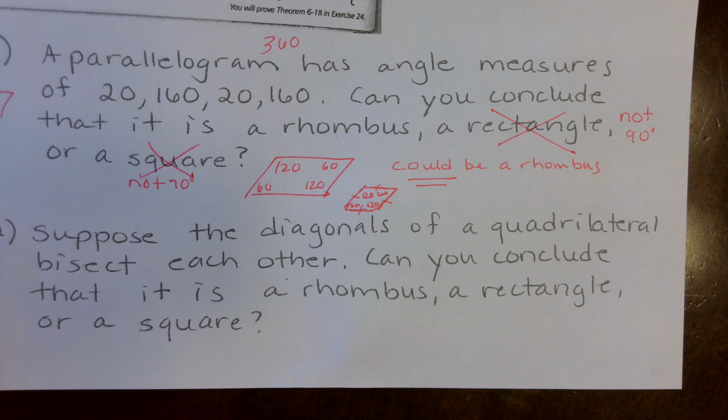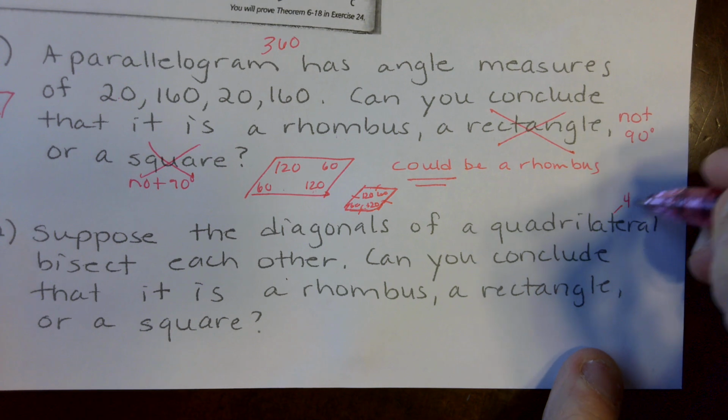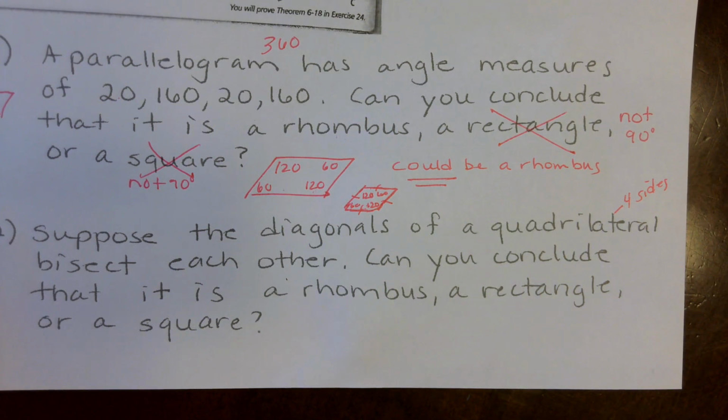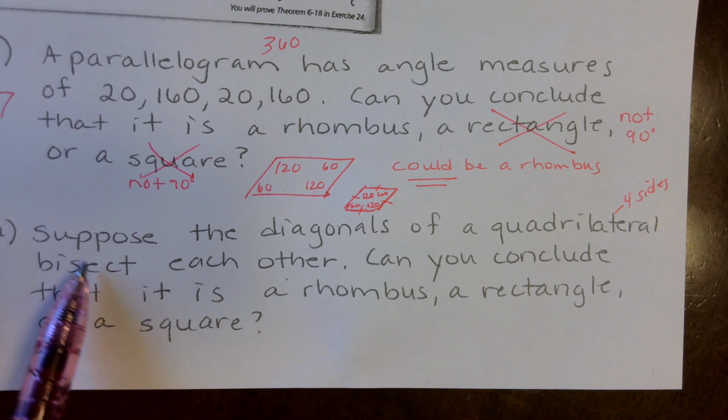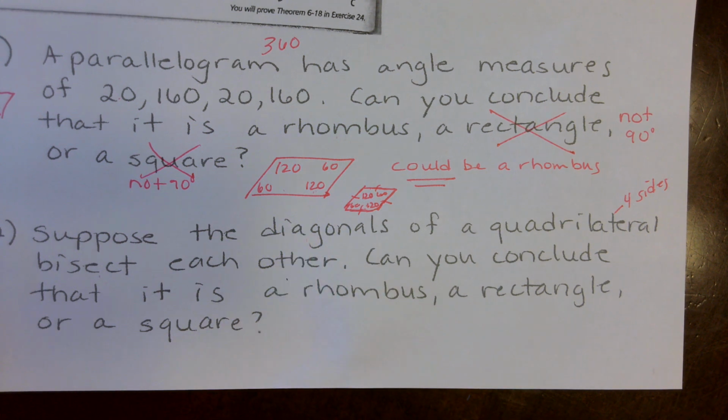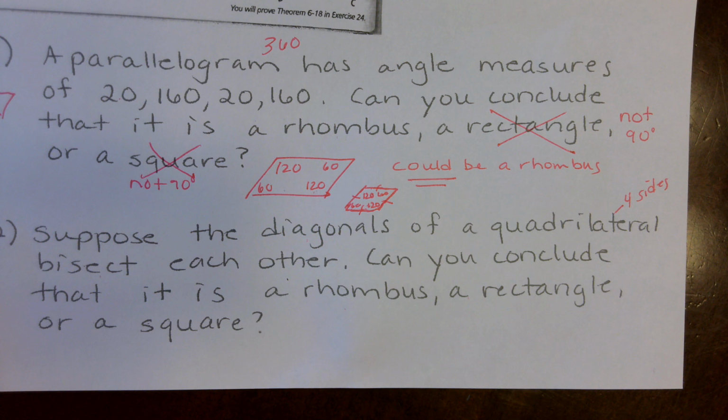Suppose the diagonals of a quadrilateral, how many sides does that have, class? 4 sides. Okay, bisect, what does that mean? Cut them in half. Okay, so the diagonals of a quadrilateral bisect each other. Well, we have a whole bunch of theorems that talk about diagonals now, so we can go look. Can you conclude that it's a rhombus, a rectangle, or a square? I want you to think about that for a second and see if you have a guess.